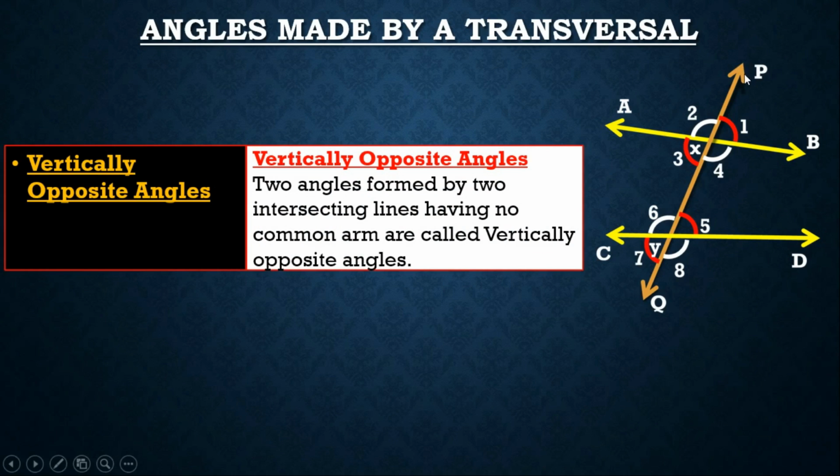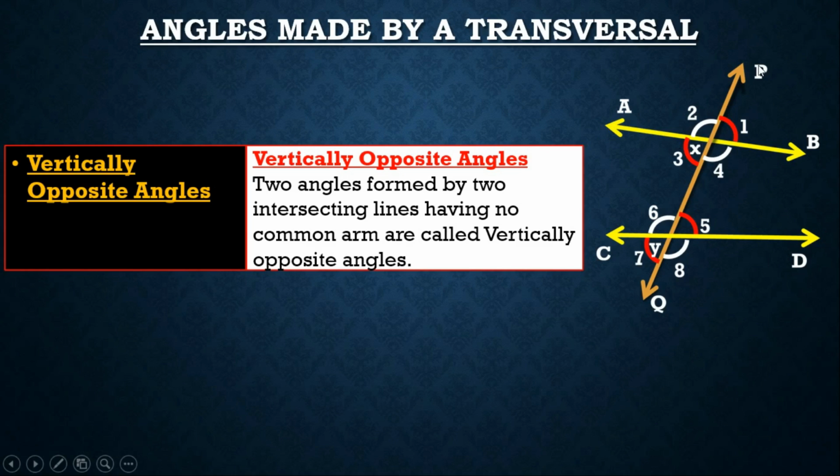So in this diagram, line PQ is the transversal line and AB is the coplanar line. So line AB is intersecting with the transversal line PQ and forming four angles. These four angles which are formed are vertically opposite angles. Why? We have already studied this in our previous video. Because angle AXP and angle BXY have a common vertex X. They have a non-common arm. They are not formed by a common arm.